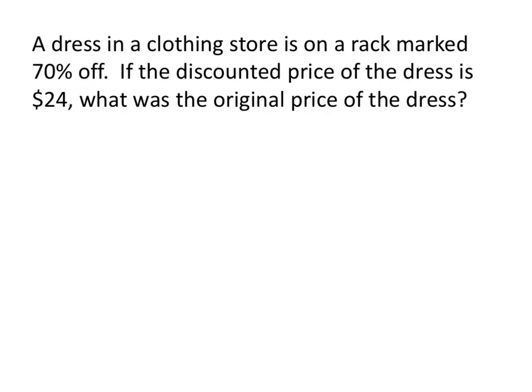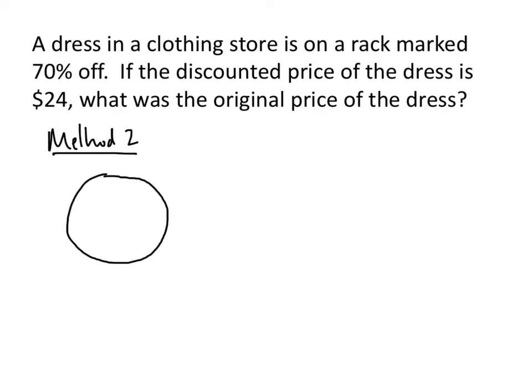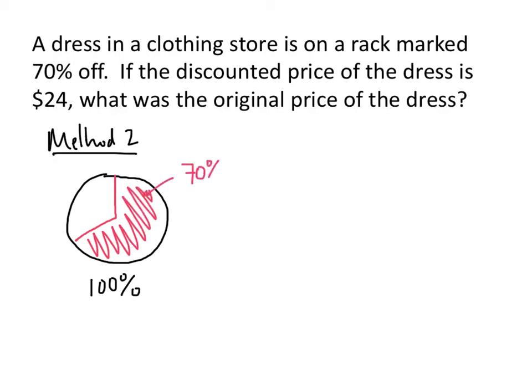Okay, time for method two. Method two is going to be a little bit trickier, but it'll be easier. And what you'll see is we'll end up really in the same place that we were with method one. With method two, we want to imagine that the original price is like a pie, and that's 100% of the original price. And then what we did is we took 70% off. So we took 70%, which is going to look a little bit something like that. So 70% of my 100%, that's my discount. That's how much I took away from the original price.